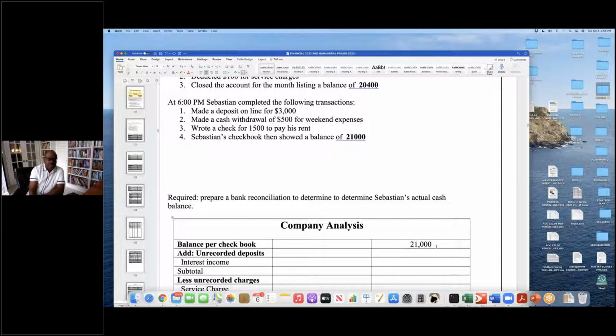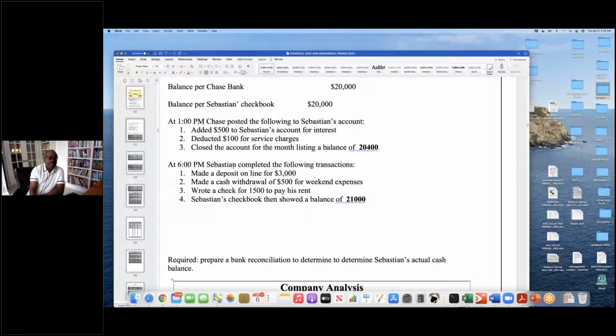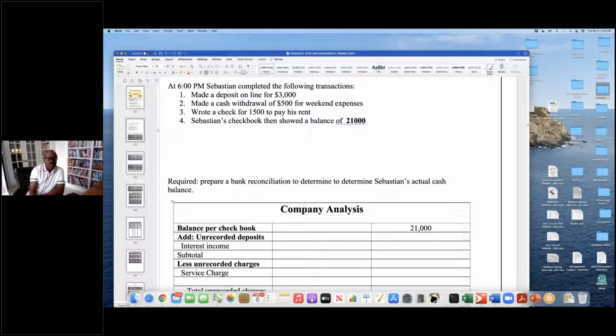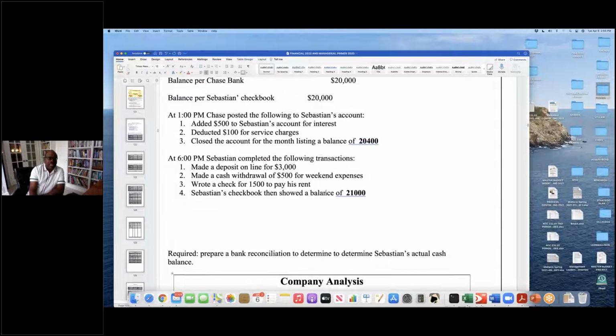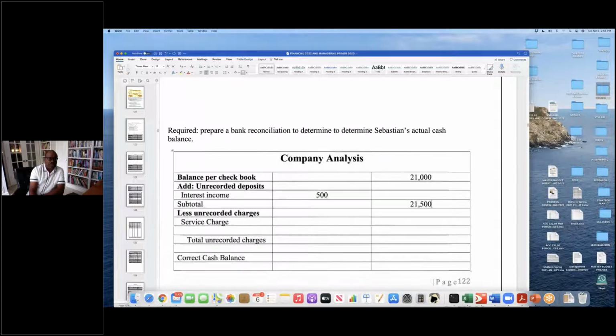So what we're going to do in our company now, we're going to go up here to this bank statement and look at items we don't have. The bank gave us $500 for interest. So we're going to get the interest income, and so we would add that. And so after we put the entry down, we had 21,500. Then the bank had a service charge of 100. So we're going to put the service charge in here for 100. So the total unrecorded charges are 100.